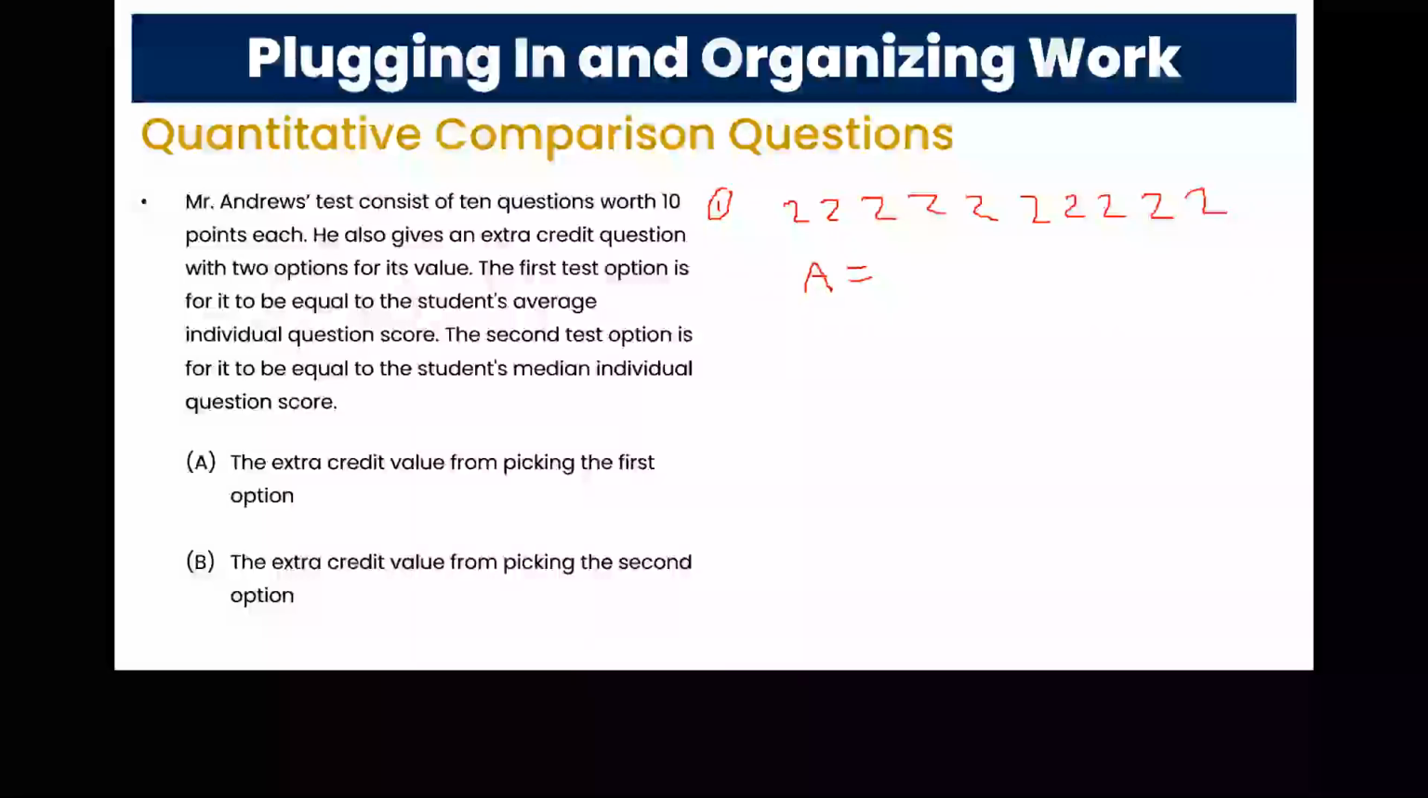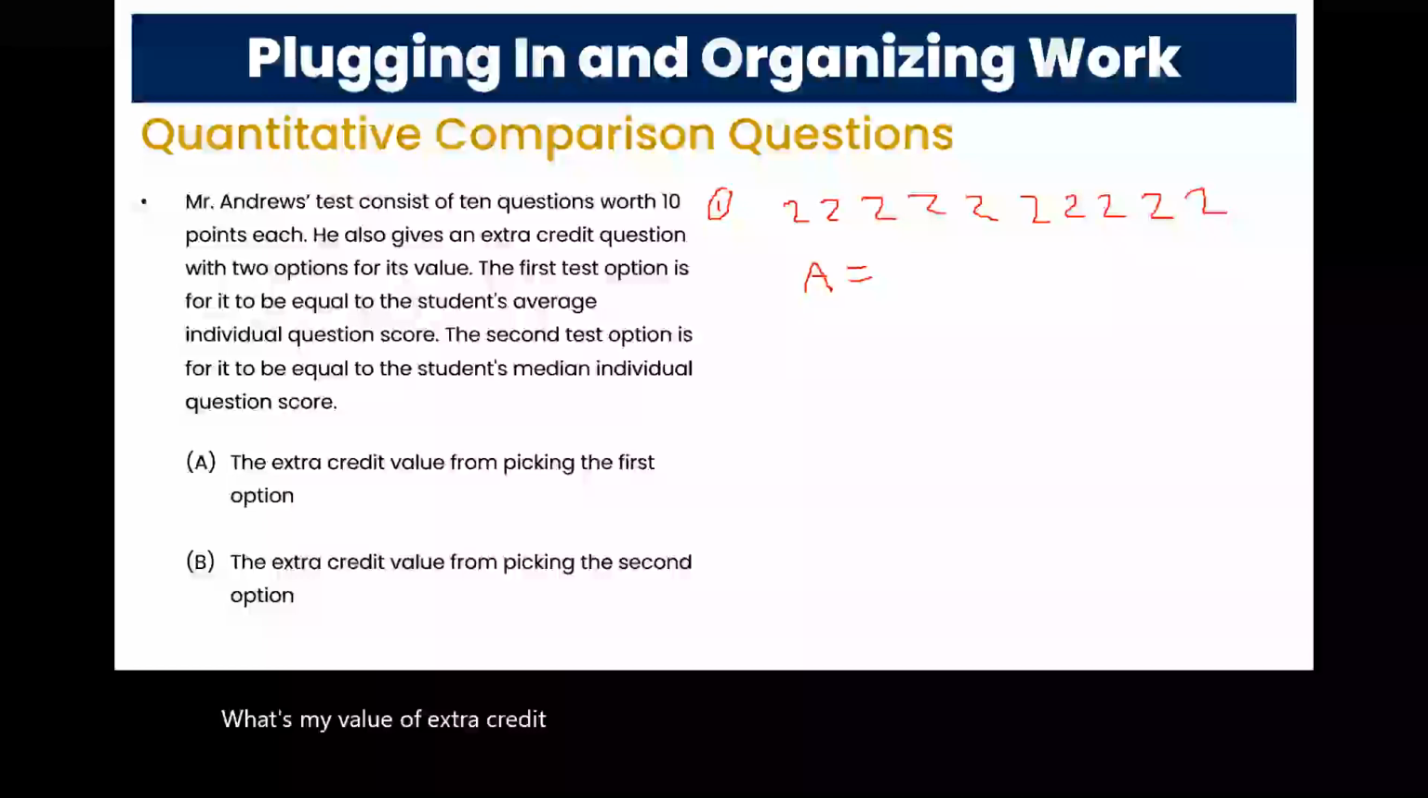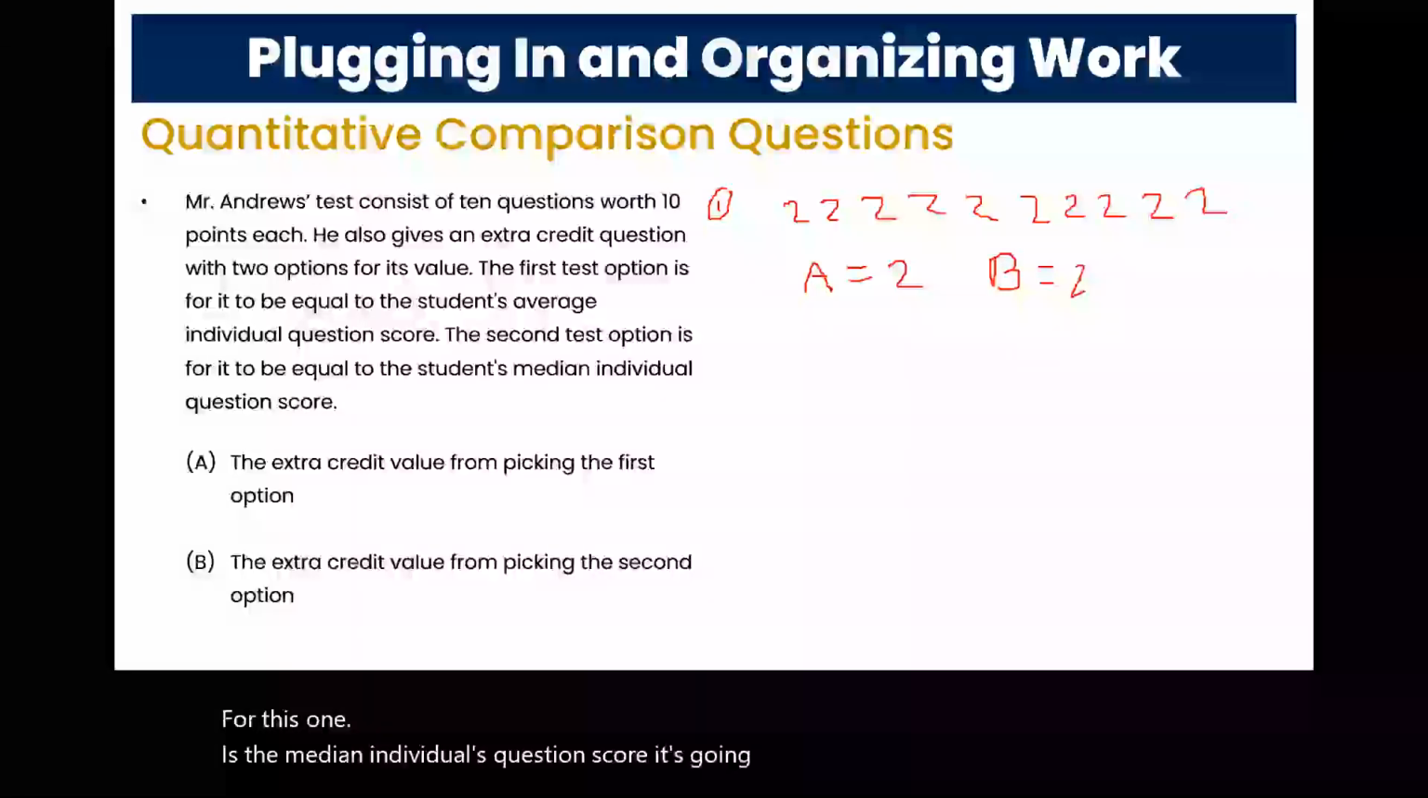What's my value of extra credit for scenario 1 for A? First option. It's going to be 2 because the average test or average question score is 2. Okay. What is B going to be for this one? It's the median individual's question score. It's going to be 2 because my median is what number again?